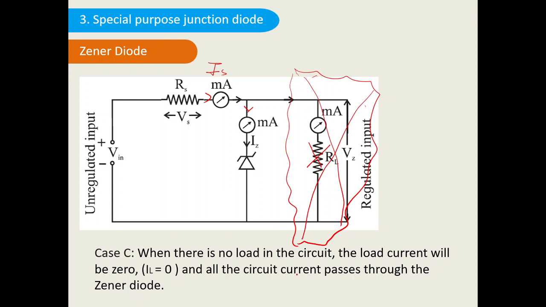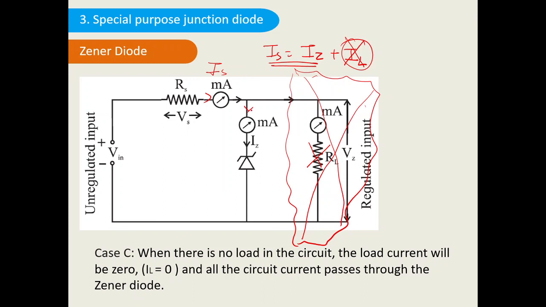So when there is no load in the circuit, the load current will become zero. What was the value of Is? Is was equal to Iz plus IL. Whenever no load is there, this value is zero, which means Is is equal to Iz. Whatever is the current Is, it is the same as the value of Iz. So all the circuit current passes through the Zener diode.